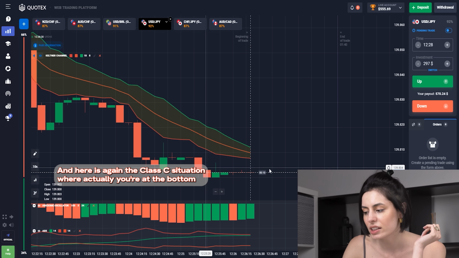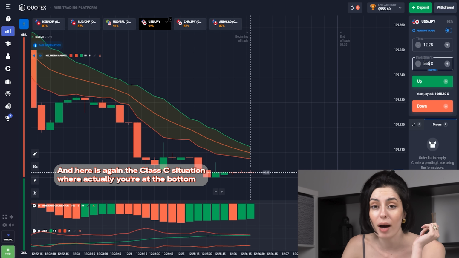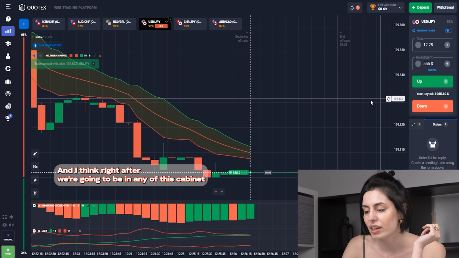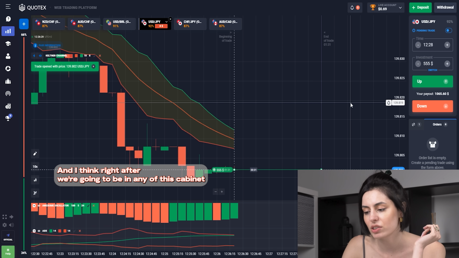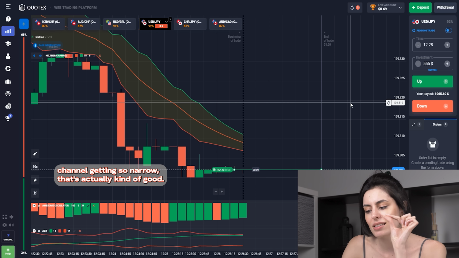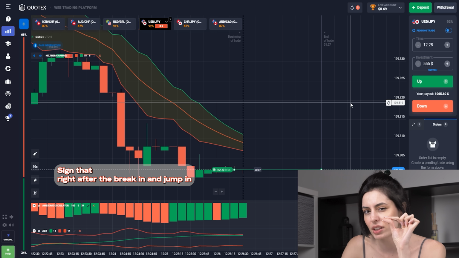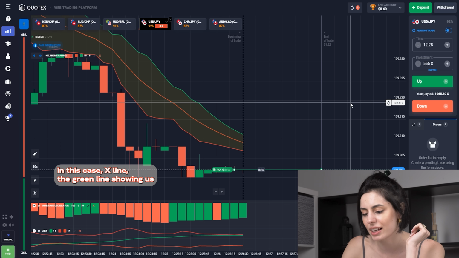One more, and here's again the classic situation where we are at the bottom this time, and I think right after we're gonna be growing, and you can see this Keltner channel getting so narrow. That's actually a good sign that right after you're gonna get the breakout and jump in this case.